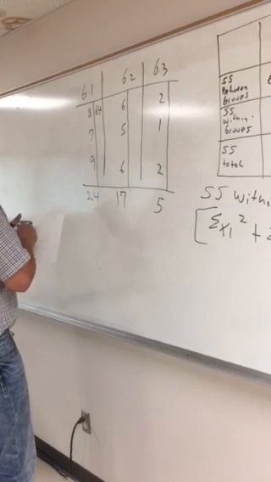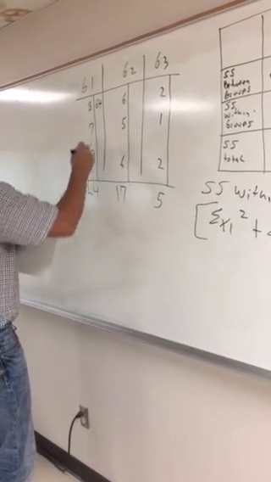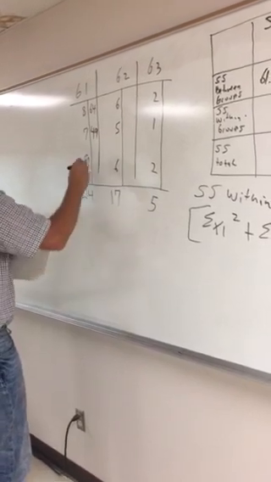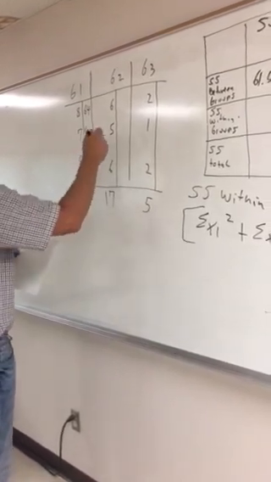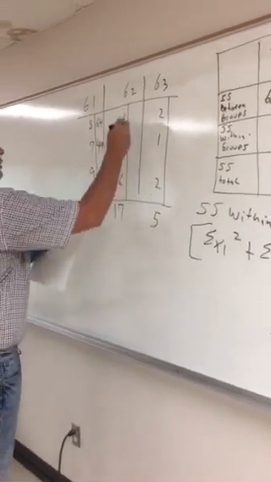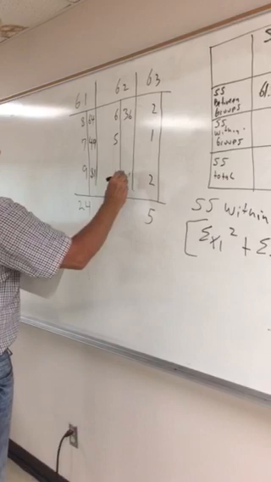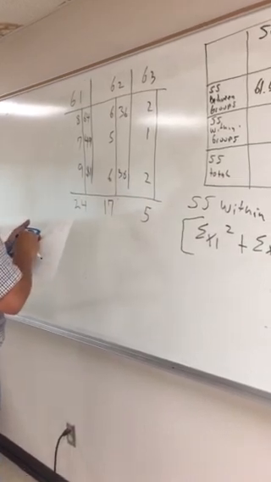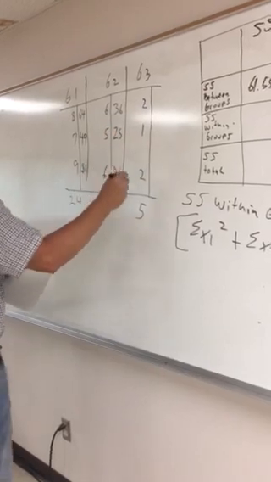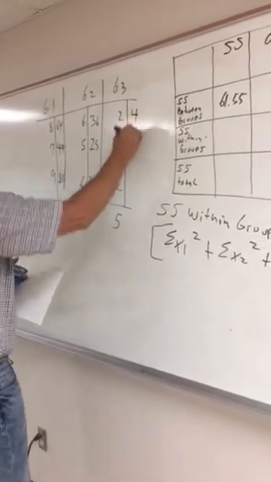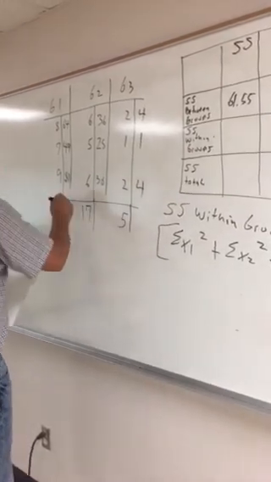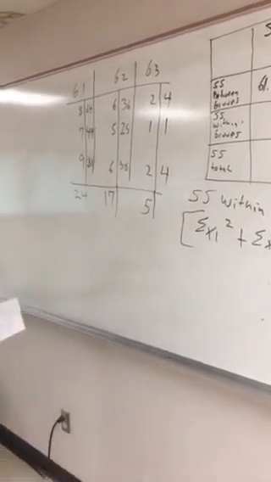7 squared, I think it's 49. Yep, 49. 9 squared is 81. And then I'll come over here, and 6 squared, 36. 5 squared should be 25, just like it always is. 2 squared is 4, 1 squared is 1, and 4. Now I have squared values, all I have to do is sum those up.